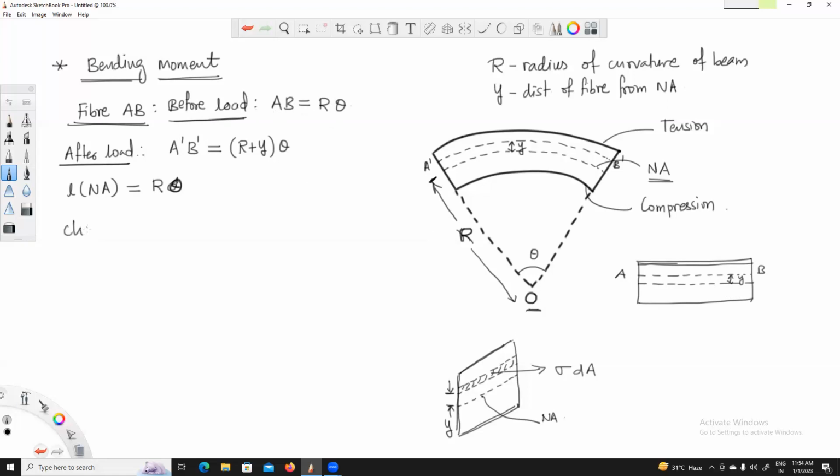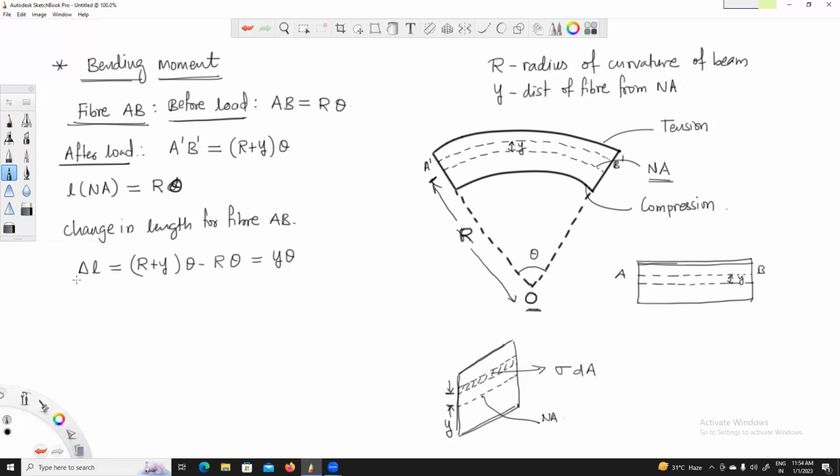So change in length for fiber AB. If you look at the change in length for fiber AB, let us denote it by delta L. This would be the final length, r plus y times theta, minus the original length, r times theta. So it would be y times theta.